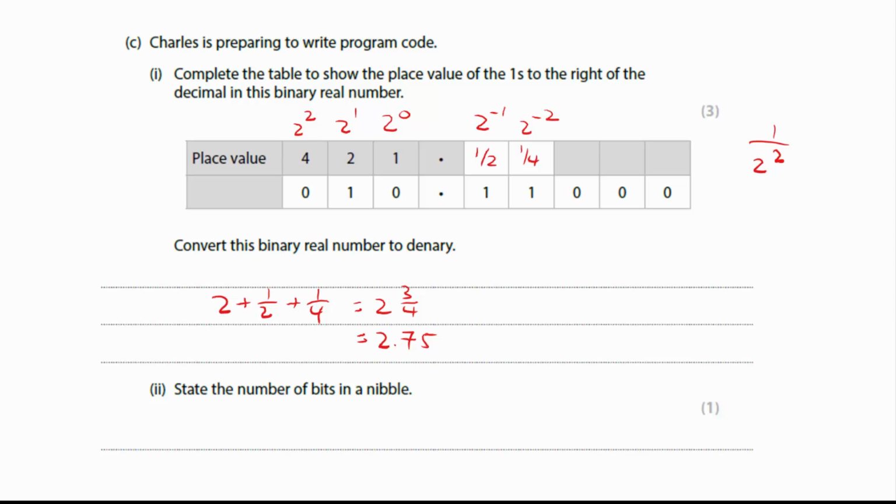Should be the easiest question of the paper. The answer is 4. You have 4 bits in a nibble and 2 nibbles in a byte, which is 8 bits. So the answer is 4.